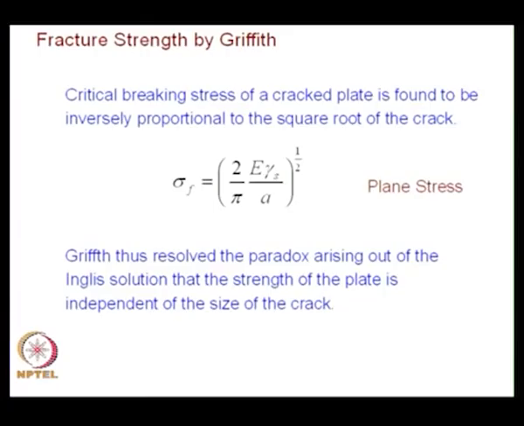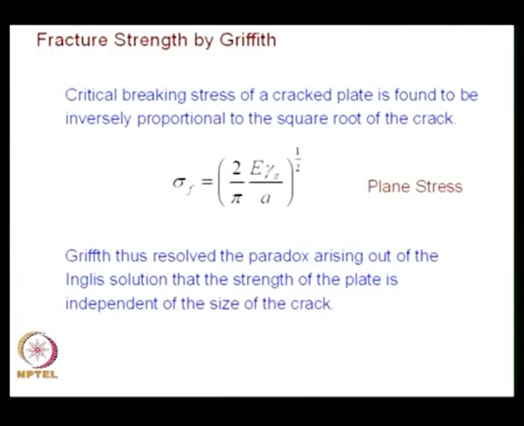And what is the other important aspect of this expression? See, this expression can be looked at from various points of view. One is, he has related the fracture because of crack length. Other way of looking at it is, in the case of English solution, even a very small crack with very small external load, the stresses would be so high the specimen will break into pieces, but that is not so in actual practice. So, that is a paradox.